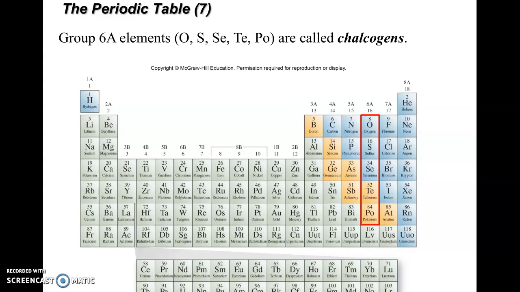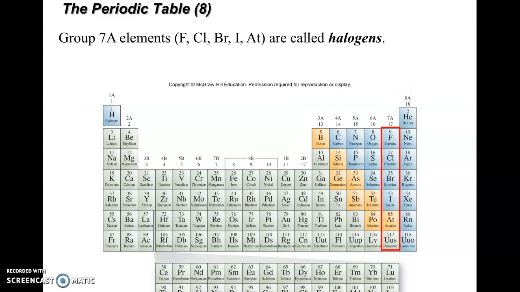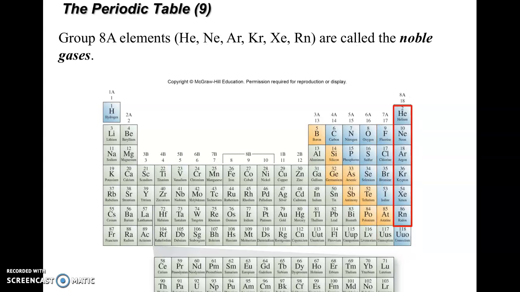Then we jump way over to the third from last column, and this is the group 6A. Sometimes this is called the oxygen group, but that has a formal name of the chalcogens. Next to that, we have the halogens, very important group, very active chemistry. And finally, the last group are called the noble gases. And these things hardly react at all. And that's where they got the name noble.